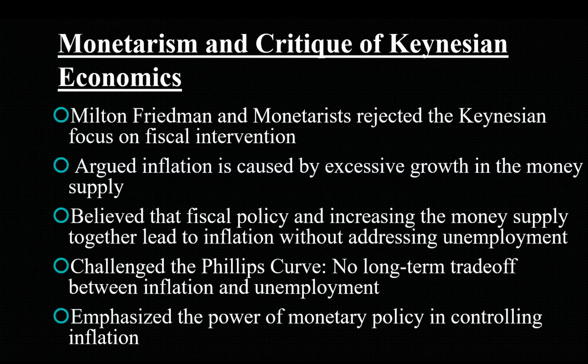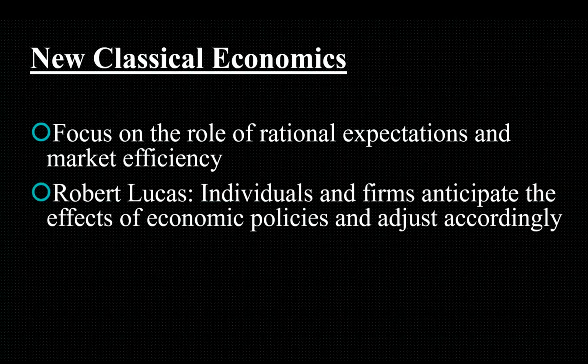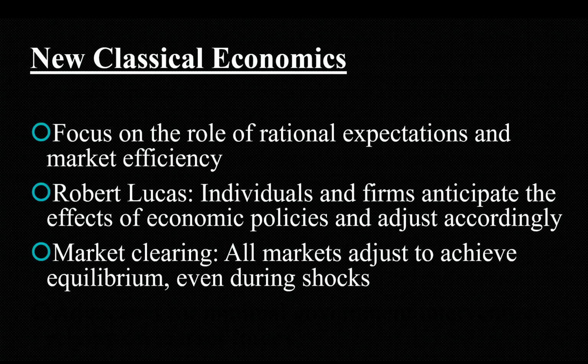In the 1970s, the rise of new classical economics introduced new perspectives, particularly focusing on the role of expectations. Economists like Robert Lucas argued that individuals and firms make decisions based on rational expectations, meaning that they anticipate the effects of economic policies and adjust their behavior accordingly. New classical economists believed that if people expect inflation to rise, they will act in ways that will push inflation even higher, rendering expansionary fiscal policies ineffective in the long run. Their models emphasized the importance of supply-side policies that improve the efficiency of labor and capital markets, believing these would lead to sustainable long-term growth.